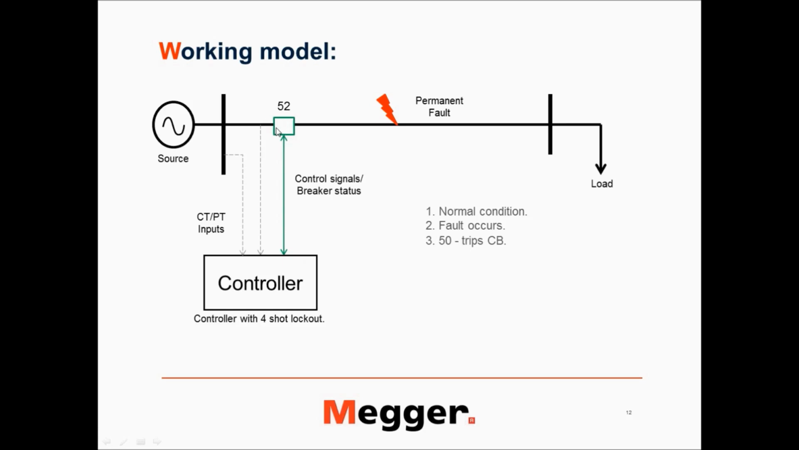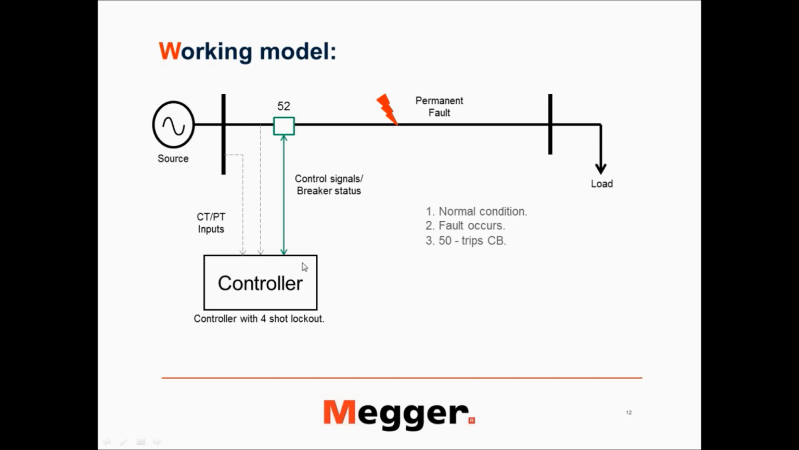Along the path of this presentation, we're going to talk about what happens in the circuit breaker, what happens in the controller or the relay, and everything. For now, the controller sends a trip signal into the auxiliary circuit of the circuit breaker, and it trips the circuit breaker.